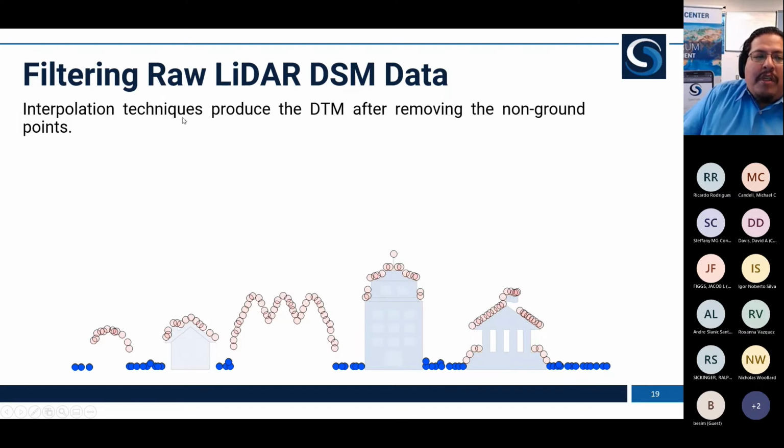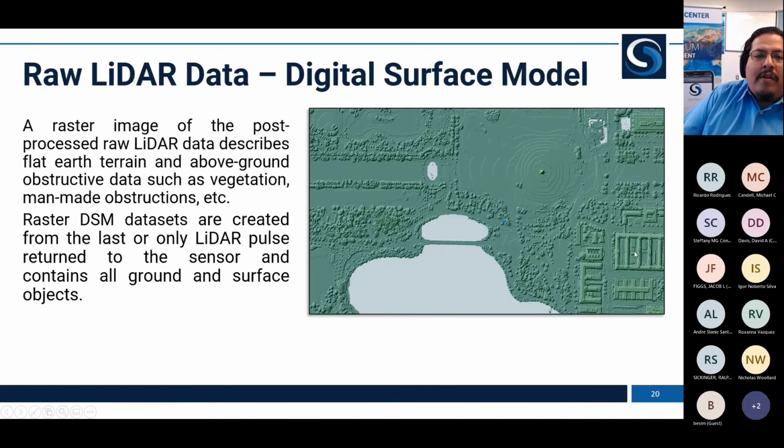And using interpolation techniques, we can produce the DTM or digital terrain model after we've removed that. So we'll interpolate between the blue points and we'll create this kind of a bumpy, slightly jagged, bald earth terrain representation of just the ground.